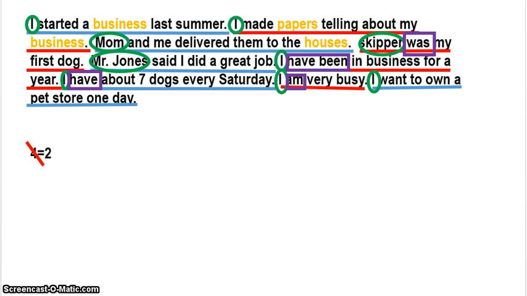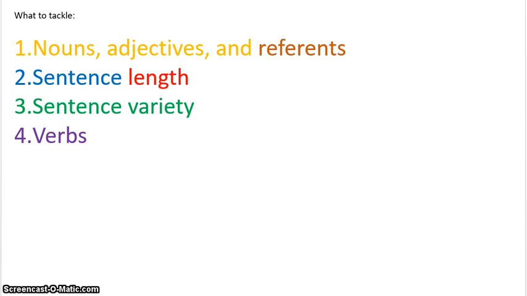So what I want to do is I want to take this paragraph, and this is the order I would really like for you to tackle their country paper in. The very first thing I want you to do first is I want you to go through and I want you to look at everything that you highlighted in yellow and brown. These are the nouns, adjectives, and referents. Okay, this is the very first step you're going to take.